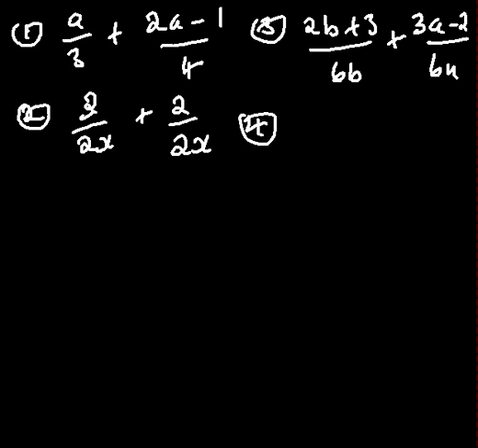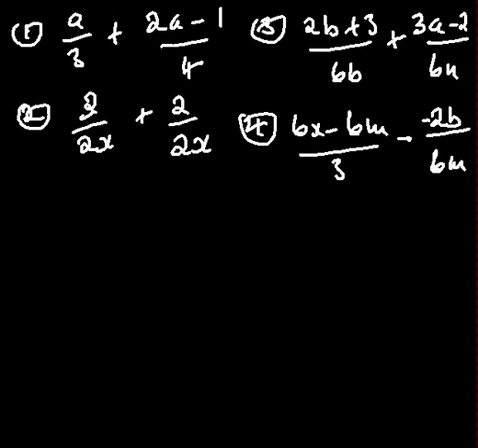Let's say we have 6x minus, let's say 6m, which is divided by 3, and minus 2b, and divided by, let's say 6m. How do you think you can have that?